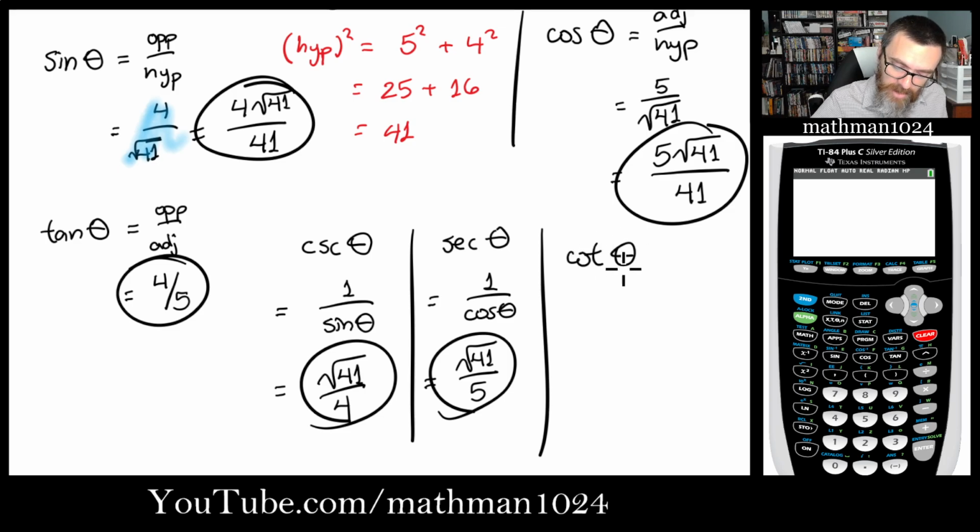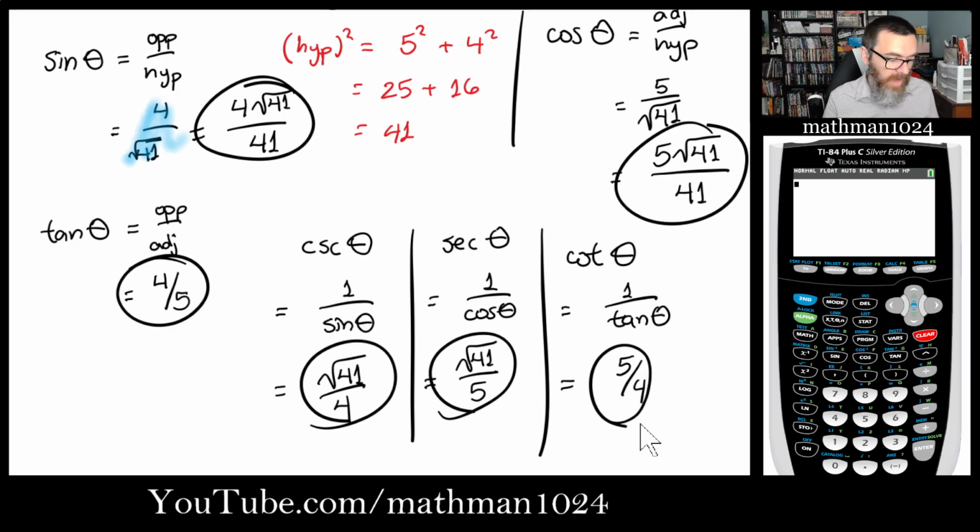And finally, the cotangent is supposed to be the reciprocal of our tangent. So if I look at tangent as 4 over 5, flip it over, we get 5 over 4. And very, very quickly, we are, well, as the kids would say, we're donezo, right?